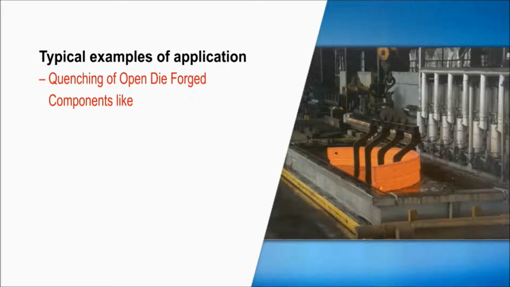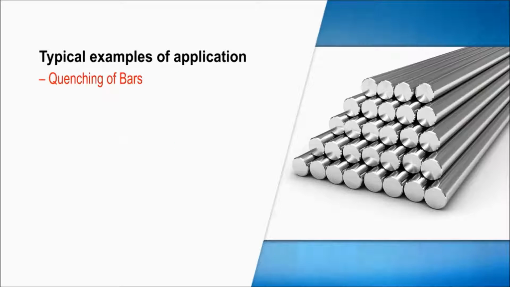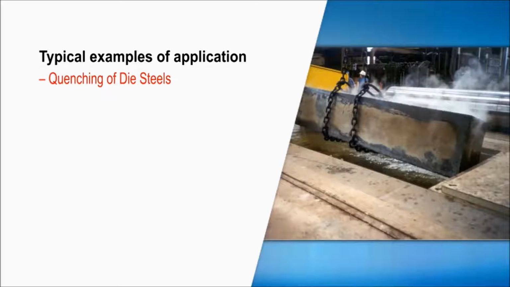Quenching of open die-forged components like turbine shafts, seamless rolled rings, valve bodies. Quenching of bars, coils of martensitic stainless steels. Quenching of die steels, tool steels.